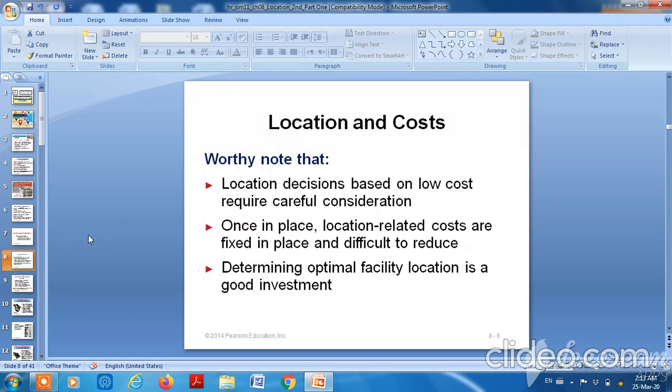Location and costs: the relationship between location determination and the costs. It's worth noting that location decisions based on low cost require careful consideration, because not every decision based on low cost will be the optimal decision. It may cause many problems for you in the future. Once in place, location-related costs are fixed and difficult to reduce. Determining the optimal facility location is a good investment for you.